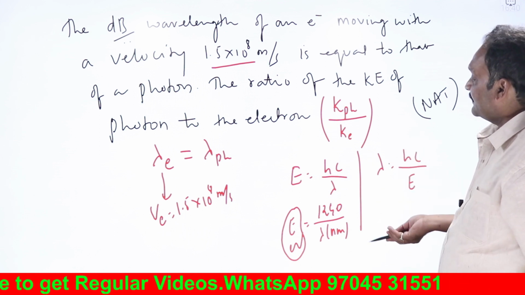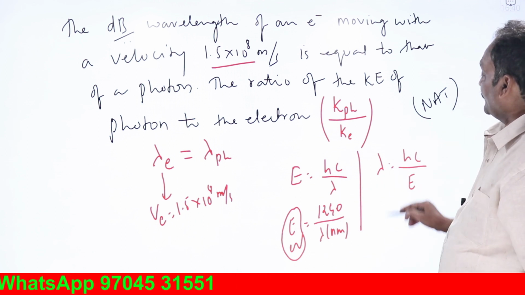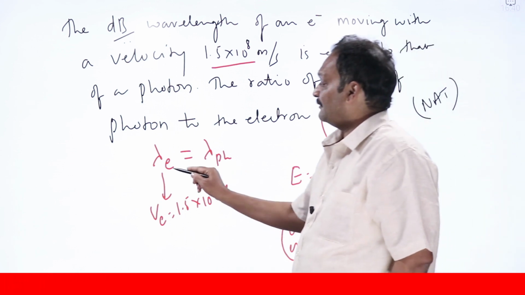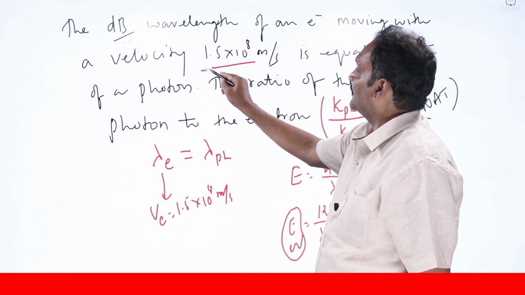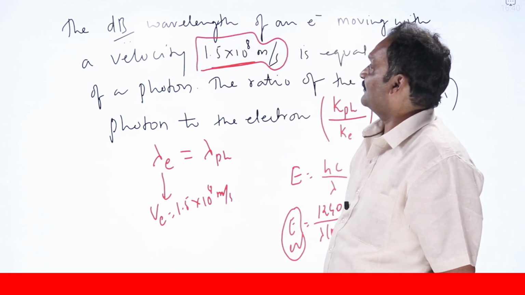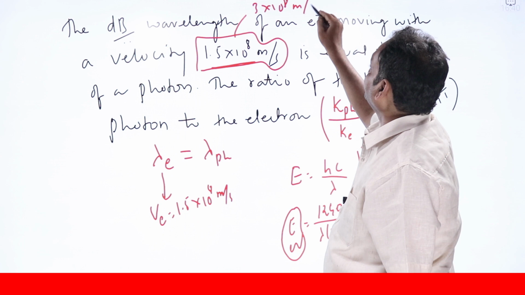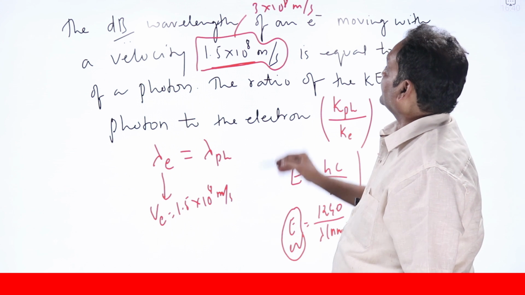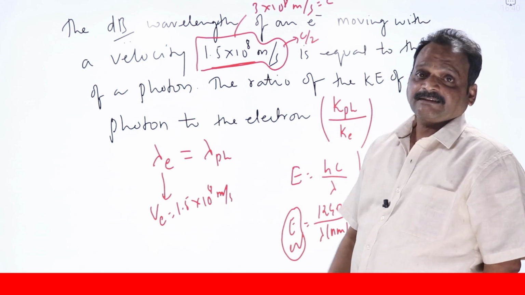So what is the de Broglie wavelength of a photon? Wavelength of a photon, or de Broglie wavelength of a photon, is lambda equal to hc by E. This is equal to the de Broglie wavelength of the electron moving with a velocity 1.5 × 10^8. Now carefully observe this velocity. 1.5 × 10^8 means, what is the velocity of light? 3 × 10^8 meters per second. If I take this as c, the velocity of this electron is c by 2.